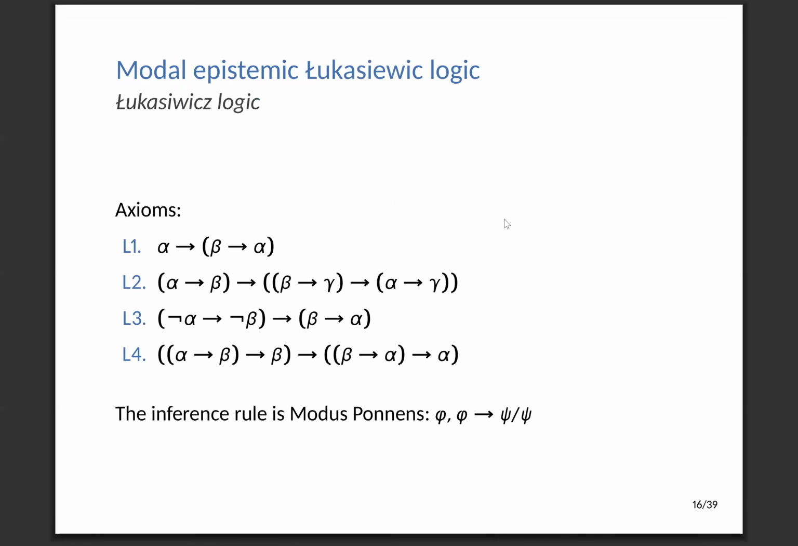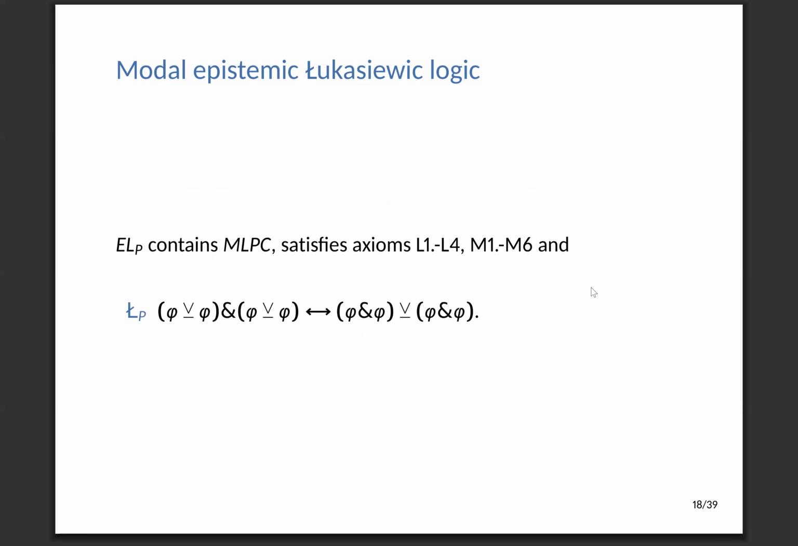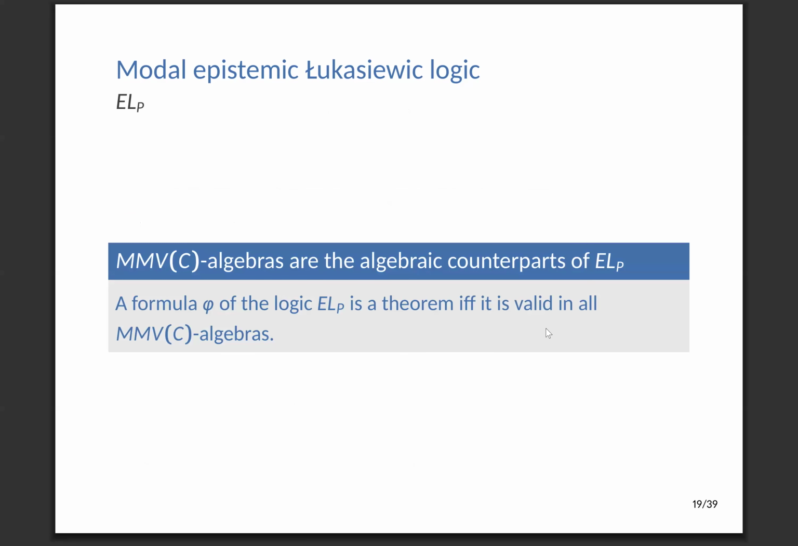On the logical part, we have Łukasiewicz logic with its axioms and inference rules, defined in the 1930s by Łukasiewicz. For the modal epistemic propositional calculus, we add the following scheme of axioms and inference rules to Łukasiewicz logic, and add one more axiom that captures the analog of perfectness, the axiom that gives us the perfect algebras. Thus we get the modal epistemic Łukasiewicz logic ELP, and we can show that MMVC algebras are algebraic counterparts of ELP. So if we have a formula in ELP, it is a theorem if and only if it is valid in all MMVC algebras.